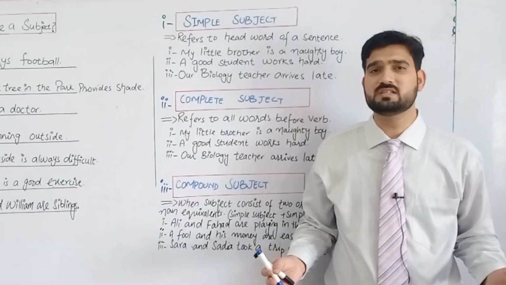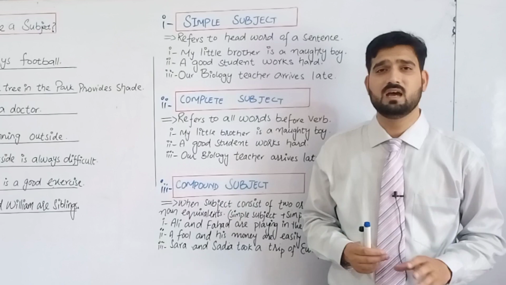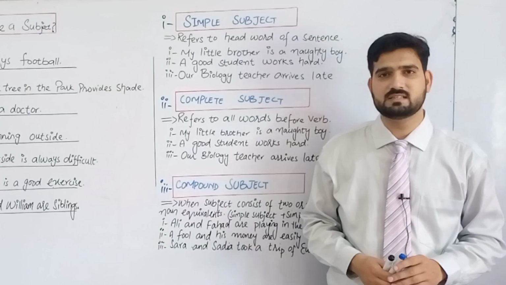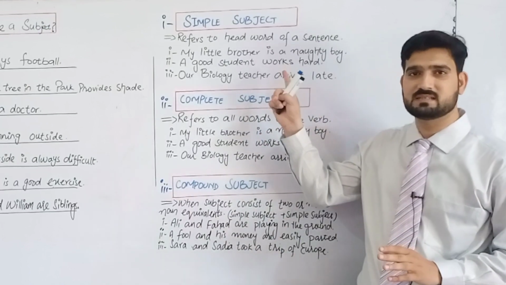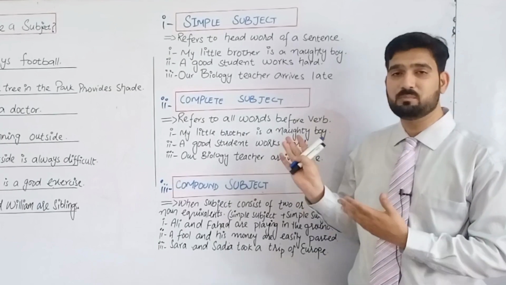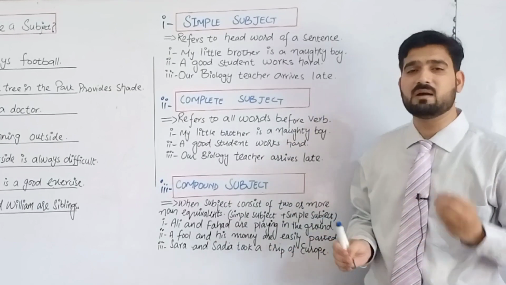So now we are going to discuss the types of the subject. There are three main types of any subject. One is the simple subject. The second one is the complete subject. And the third one is the compound subject.